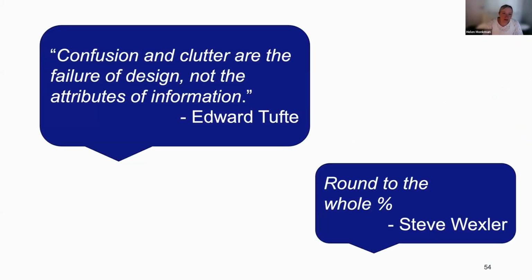So confusion and clutter are the failure of design, not the attributes of information. So oftentimes we're like, well, we need all this data, we have to include all this information, otherwise people are going to know. But what Edward Tufte says is that it's not actually that, it's that we've done our jobs kind of poorly because we haven't streamlined things for people.